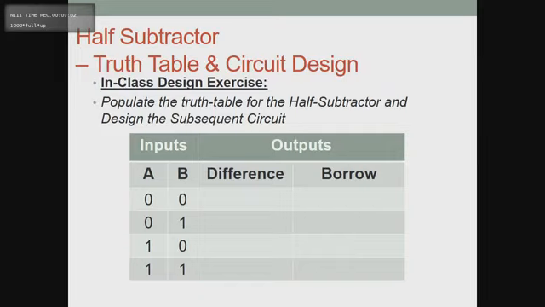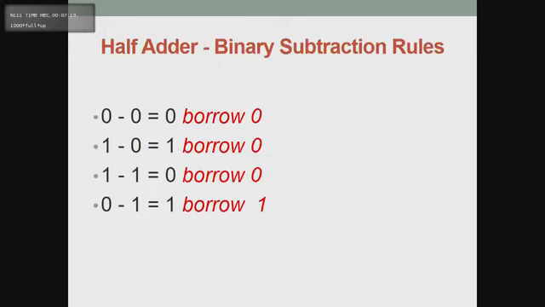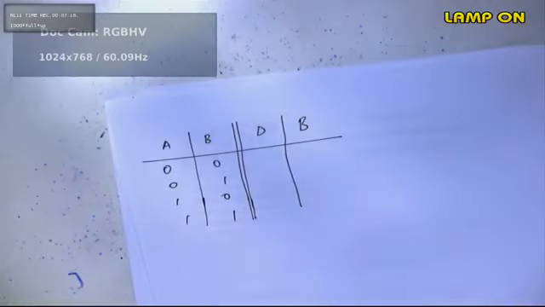And because there's only two inputs, you have 0, 0, 0, 1, 1, 0, 1, 1. Right. Now, let's look at this here. You remember this? And I'm going to flip over to the document camera now.